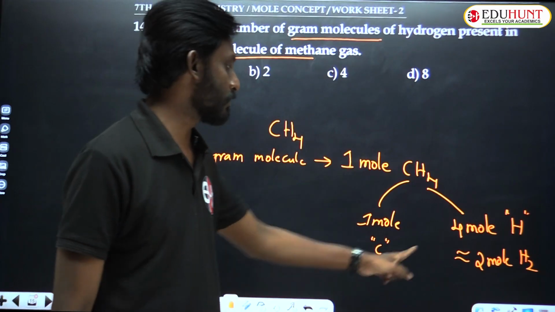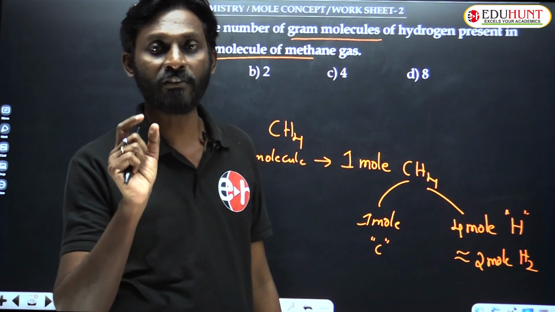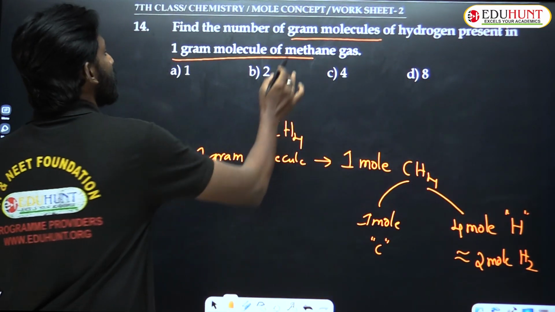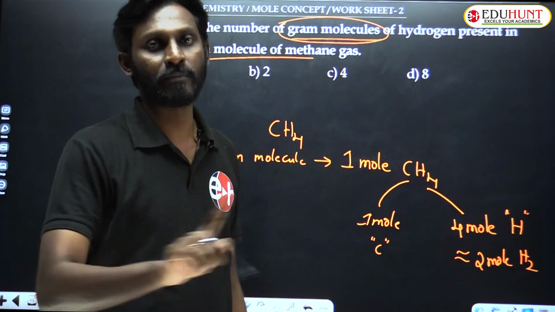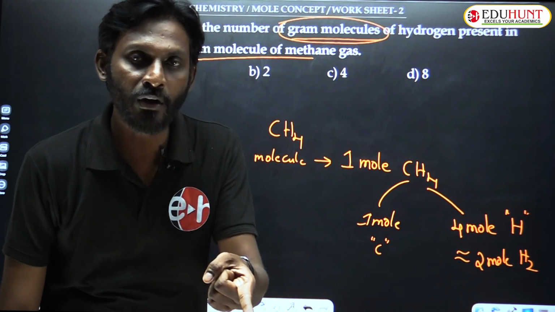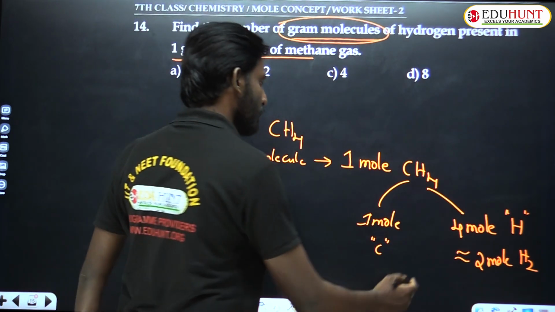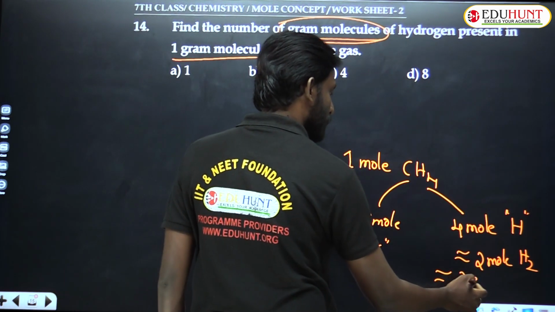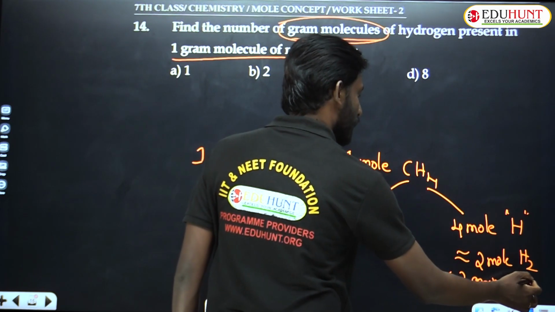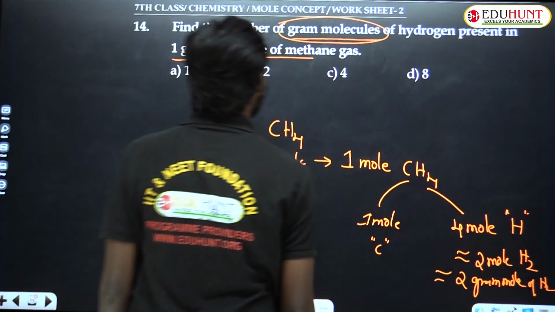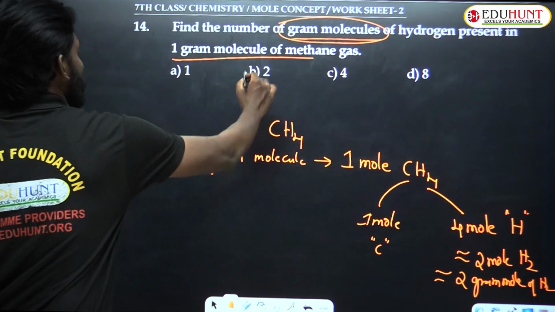Okay, fine. But in the place of mole, which term can we use? Gram molecule. 1 gram molecule means 1 mole, 2 gram molecule means 2 mole. So this can be 2 gram molecule of H2. This is the answer.